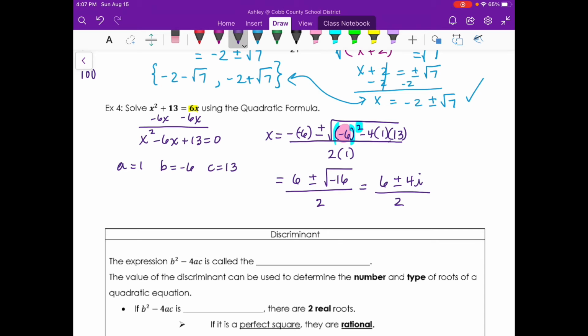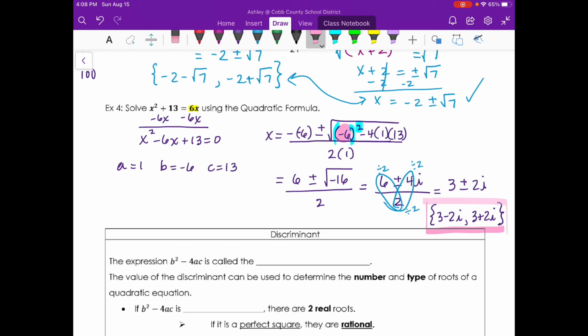And then my last step will be I can simplify all of these by dividing by a common factor of 2. So this factor that I'm using has to be common amongst all three of these coefficients. And so I will end up with 3 plus or minus 2i over 1, and we don't have to put that 1. So 3 minus 2i and 3 plus 2i are my solutions.